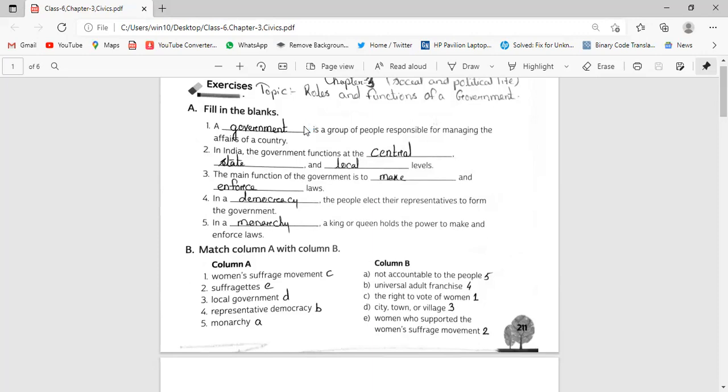Next, number 5, match column A with column B. Women's suffrage movement will be number C, the right to vote of women. Suffragettes will be number D, women who support the women's suffrage movement. Local government will be number D, city, town, and village. Representative democracy will be number B, universal adult franchise. Then monarchy will go to number A, not accountable to the people.